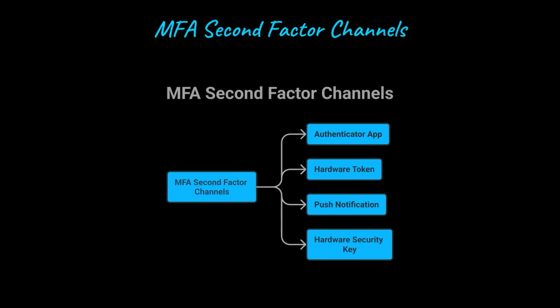The second factor is delivered through several channels. Authenticator apps generate time-based one-time codes every 30 seconds. Hardware tokens produce codes on a physical device. Push notifications ask you to approve the login. Hardware security keys use cryptographic challenges that resist phishing because they only sign requests from the legitimate domain.